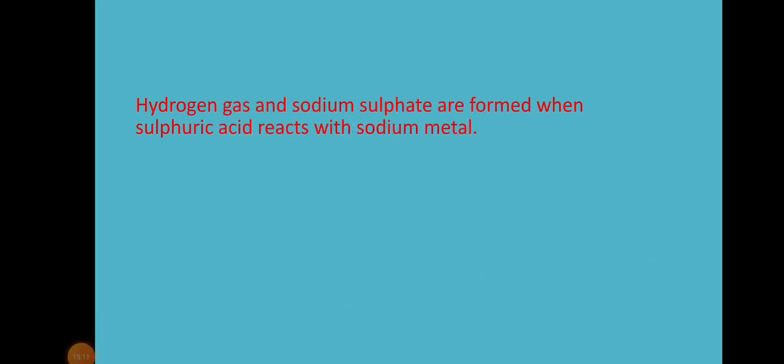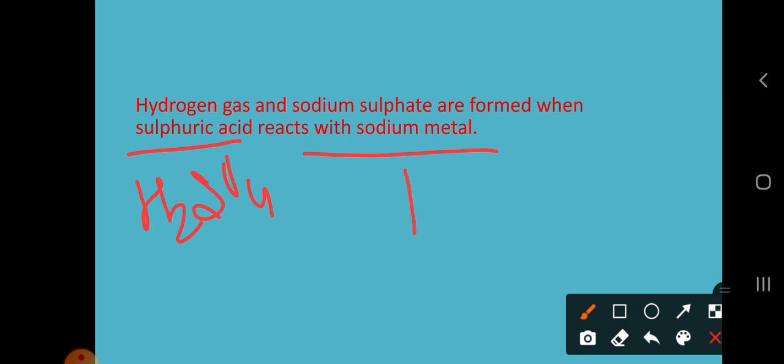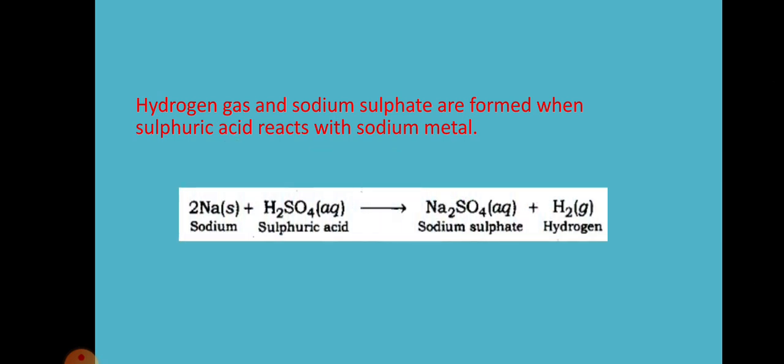Okay, let us understand the next example, what happens when hydrogen gas and sodium sulfate are formed. Hydrogen gas and sodium sulfate are formed when sulfuric acid reacts with sodium metal. So keep in your mind, sulfuric acid is H2SO4, and sodium metal is indicated by Na. Dear students, when the reaction happens between sodium and H2SO4, then what happens? Let us understand by taking the example.